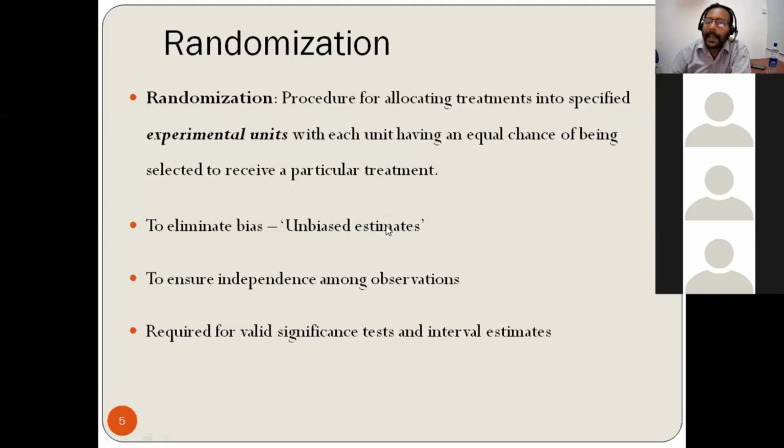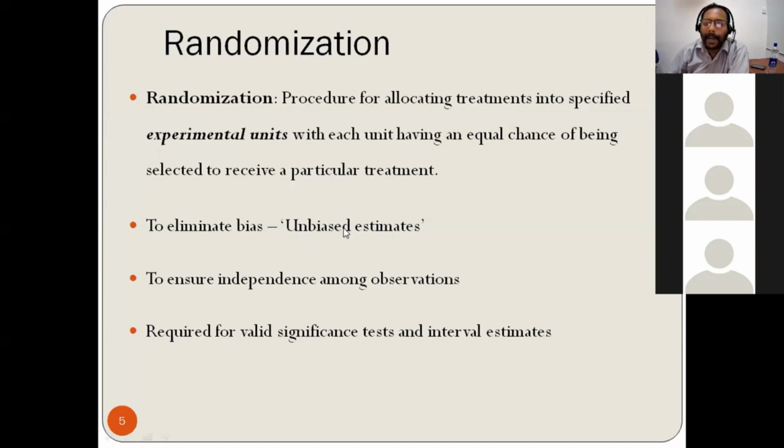So estimates are coming from a sample. For example, sample mean. What is the notation for sample mean? X bar, exactly. We learned that. So X bar is the sample mean, and the sample mean is the estimate. So what is the objective of this randomization?